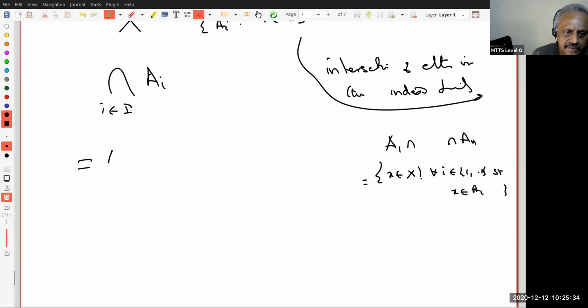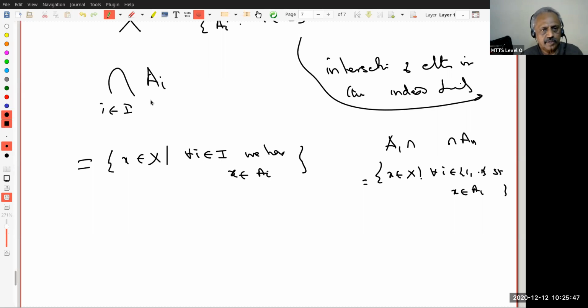So how will I define this? I will define this as the set of all x in X so that for every i in I, we have x belongs to A_i. That is, x must belong to each and every A_i. That is loosely what we are doing.